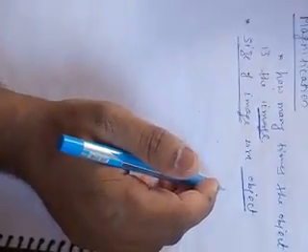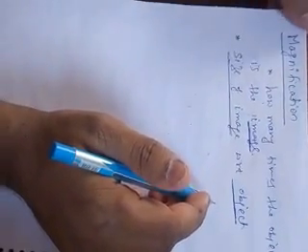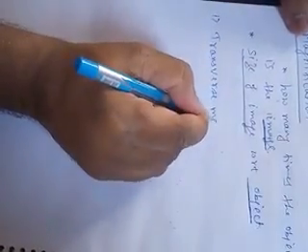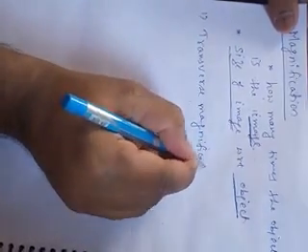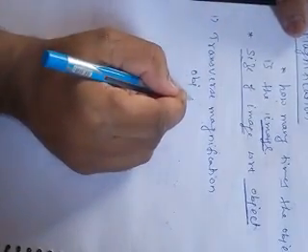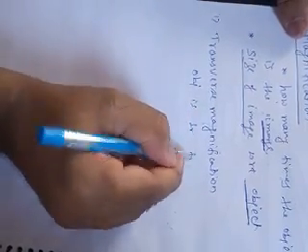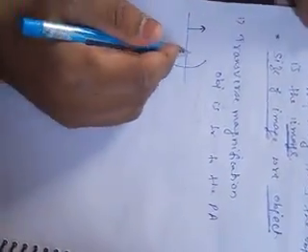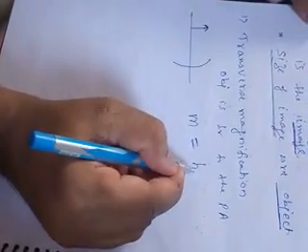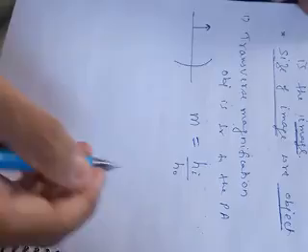Now, depending upon the position of the object, we divide the magnification in two terms. First one is transverse magnification. Transverse magnification means the object is perpendicular to the principal axis of the mirror. Object will be perpendicular to the principal axis of the mirror, like this. So in this case we define M. Magnification is M equal to height of image divided by height of object.